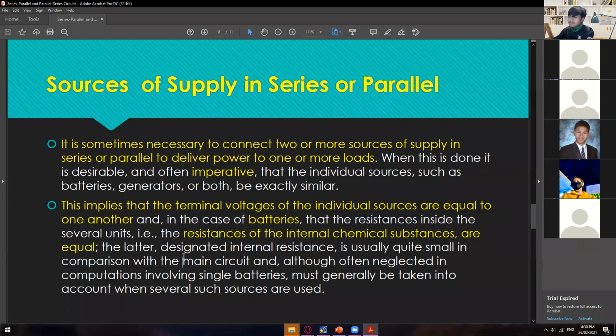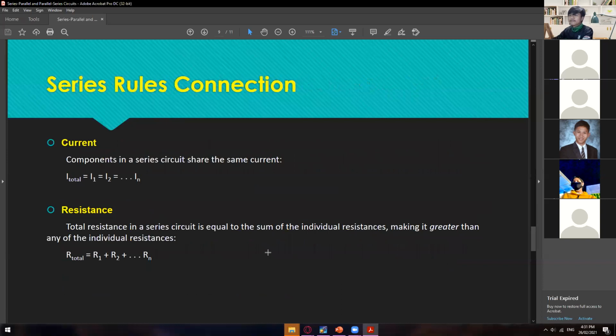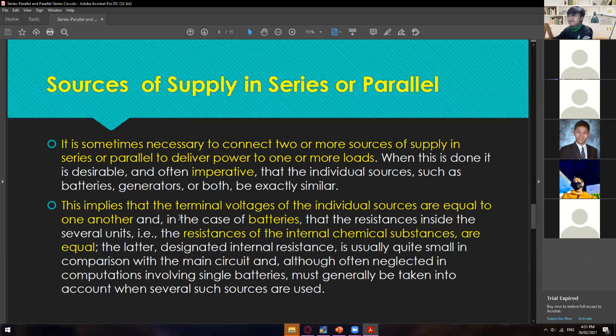That might still damage your motorcycle. All right. The latter, designated internal resistance, is usually quite small in comparison with the main circuit, and although often neglected in computations involving single batteries, it must generally be taken into account when several such sources are used. If it's just one source, it's okay to have any internal resistance, but when it comes to two individual sources, then you must have the same.